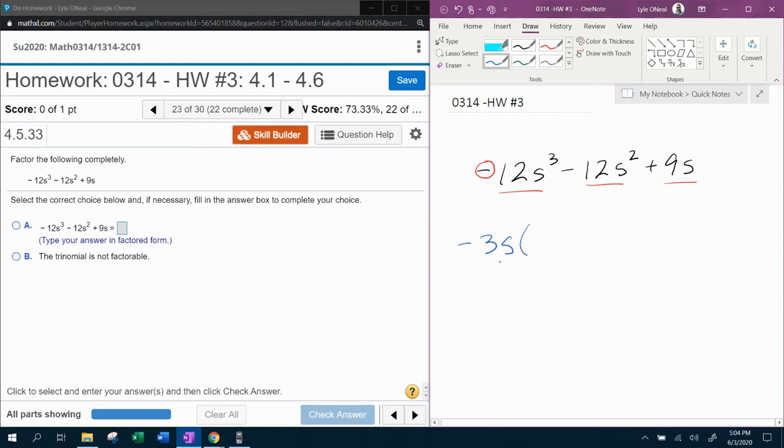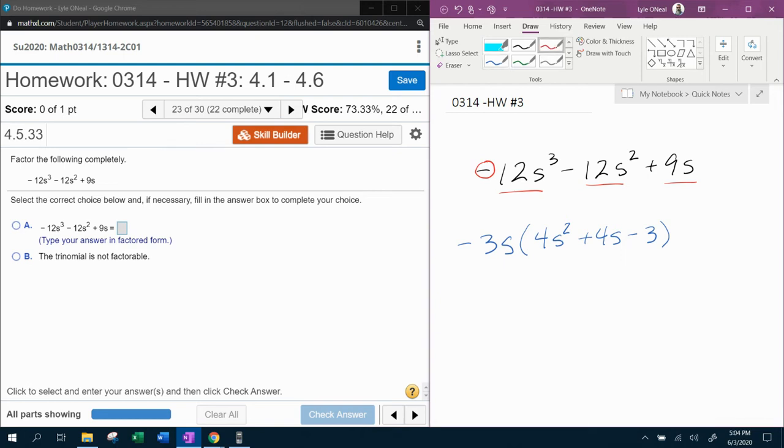Now we just need to figure out what is going to be left when I factor this out. Remember, when you factor out, you're dividing. Negative 12 divided by negative 3 is positive 4. S to the third divided by S is S squared. Next, again, negative 12 divided by negative 3 is plus 4. S squared divided by S is S. And positive 9 divided by negative 3 is negative 3. S divided by S cancels.